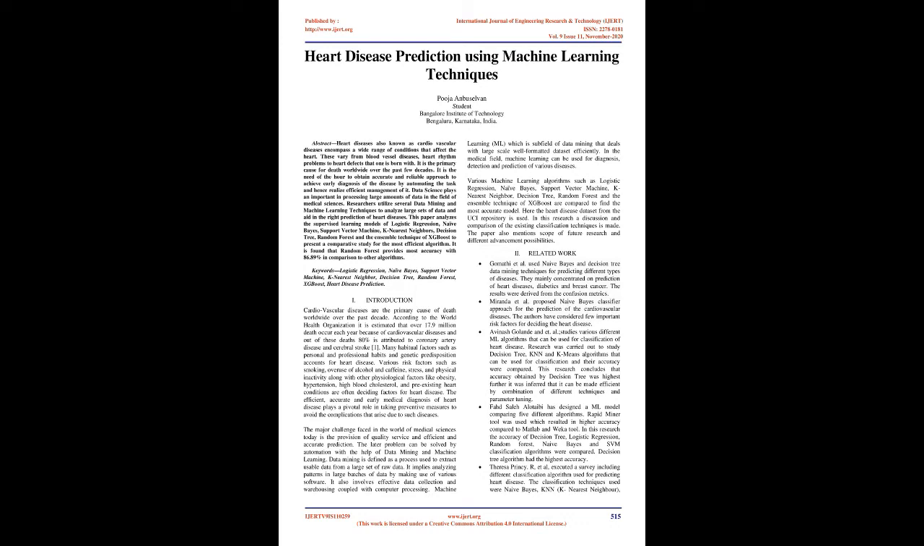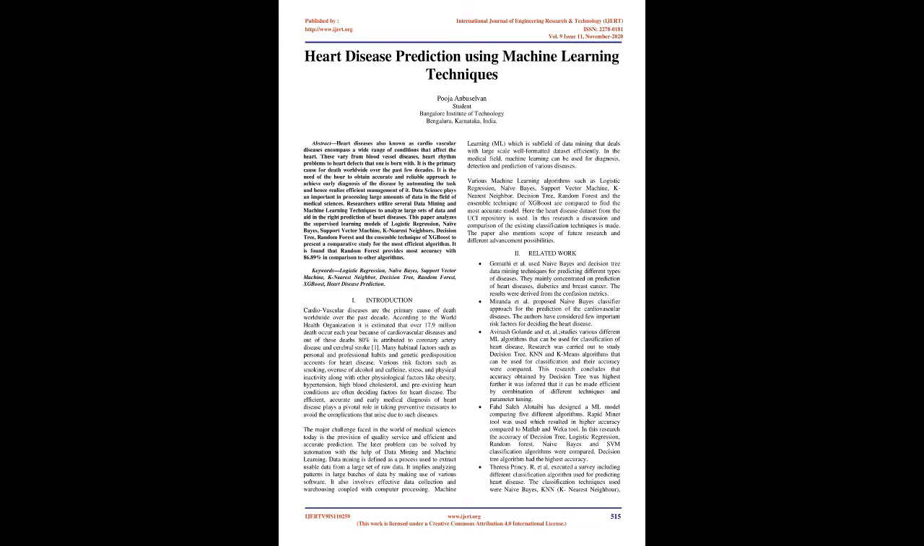Researchers utilize several data mining and machine learning techniques to analyze large sets of data and aid in the right prediction of heart diseases. This paper analyzes the supervised learning models of logistic regression, naive Bayes, support vector machine, k-nearest neighbors, decision tree, random forest, and the ensemble technique of XGBoost to present a comparative study for the most efficient algorithm. It is found that random forest provides the most accuracy, with 86.89% in comparison to other algorithms. Keywords: logistic regression, naive Bayes, support vector machine, k-nearest neighbor, decision tree, random forest, XGBoost, heart disease prediction.